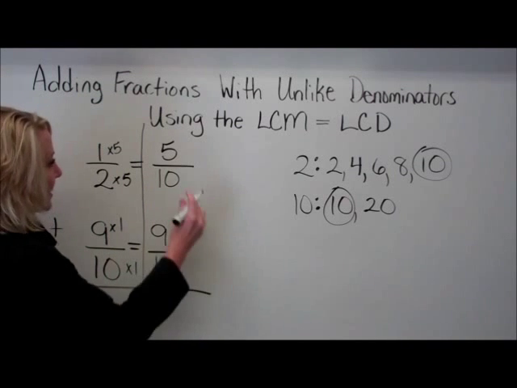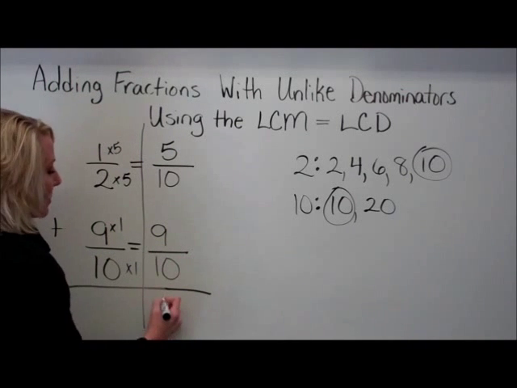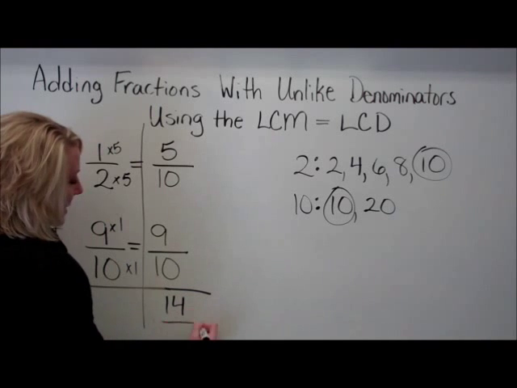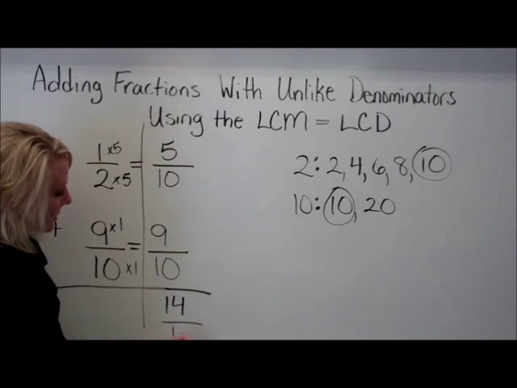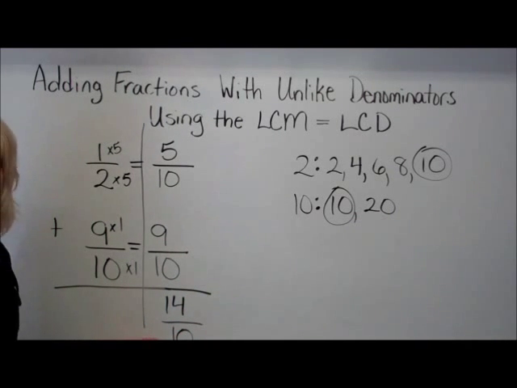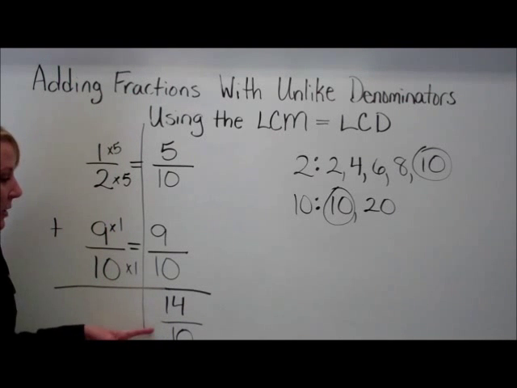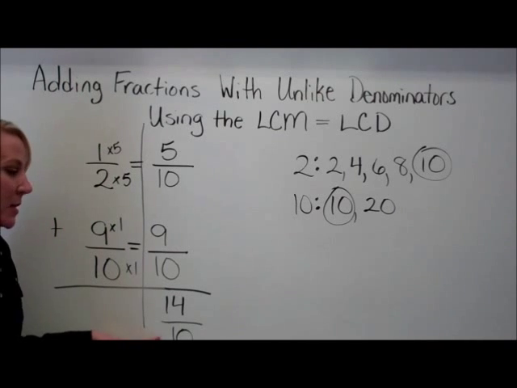What I do is I simply add the numerators, 5 plus 9, which is 14, and I keep my like denominator, 10. And then we have to analyze our answer. And I notice that this answer is improper. I know that I need to turn it into a mixed number.